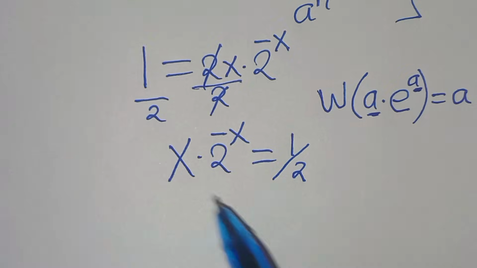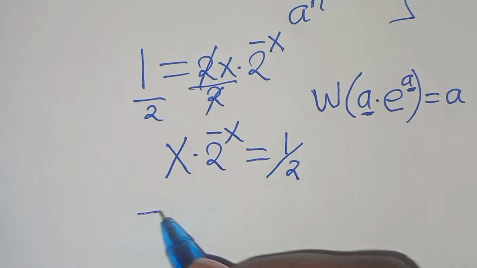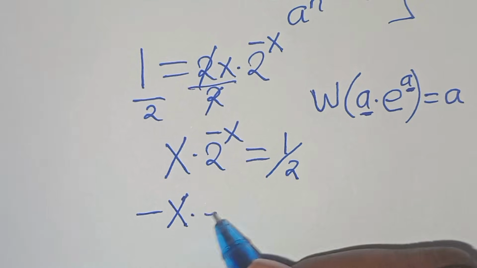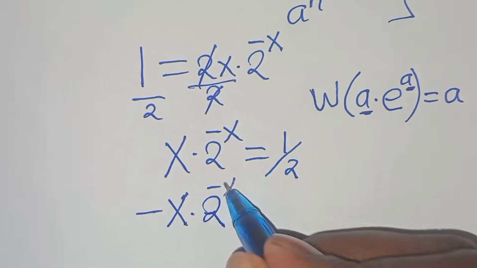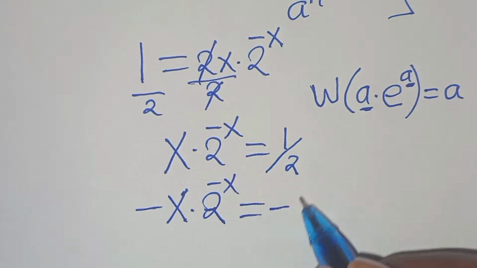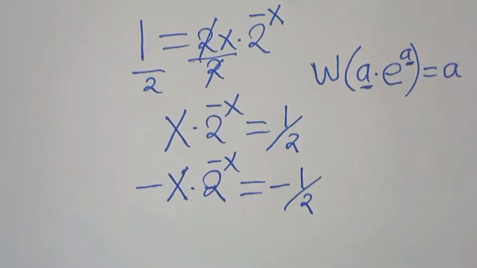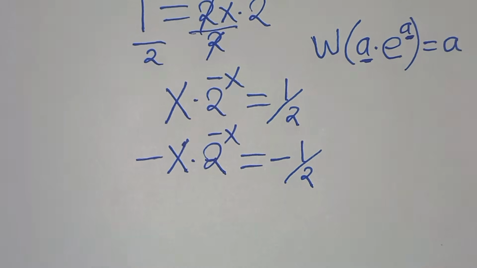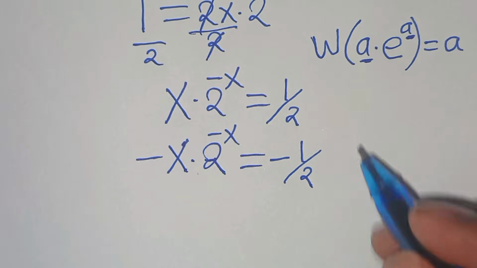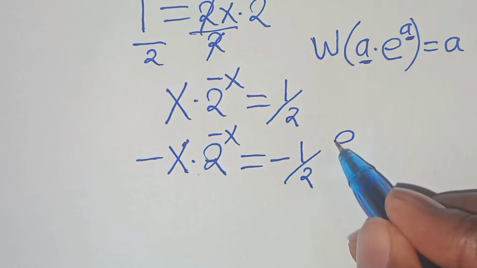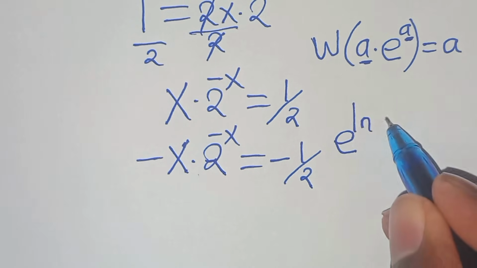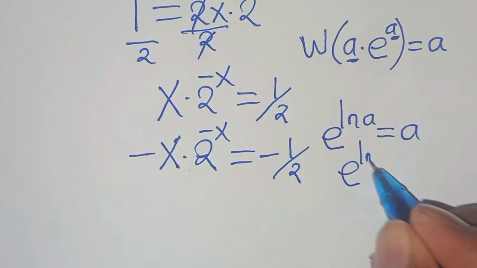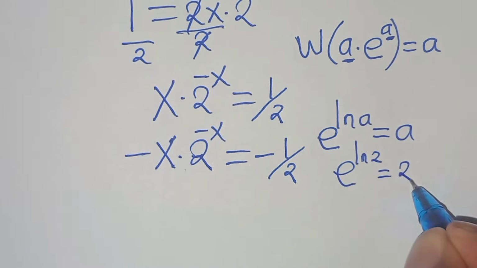So in this case, let's multiply both sides by minus 1. So you'll have minus x here times 2 to the power of minus x. This is equal to minus a half. So we multiply by minus 1 on both sides. The next step, let's introduce the exponent property so that e to the power of ln of a, this is the same thing as a. So e to the power of ln of 2, this is the same thing as 2.